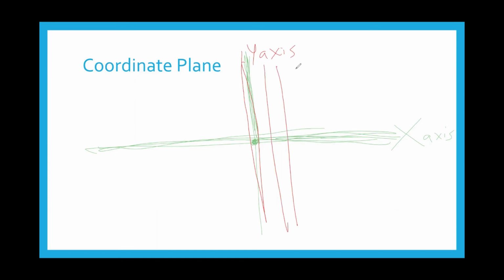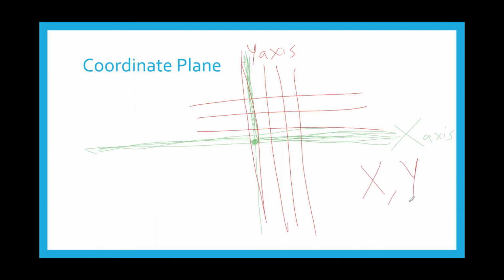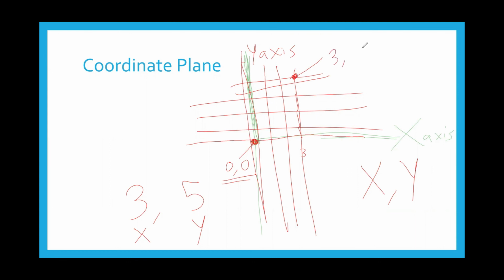So coordinates are based off of the x-axis and then the y-axis. So if I have the coordinate 3, 5, that means the x is 3 and the y is 5. So I start at this main point, which is always called 0, 0, which is called the origin. So I start here and I go 1, 2, 3. So this would be 3 across, which is x, and then 1, 2, 3, 4, 5. So 5 up, which would be the point 3, 5.